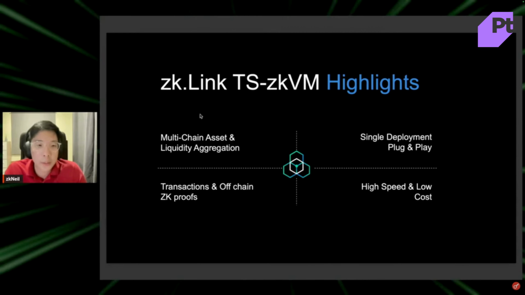But basically, one of the benefits of building on the TS-ZK VM is that you have multi-chain asset and liquidity aggregation for DeFi, addressing the liquidity fragmentation. You've got a single deployment, plug and play into multiple chains, exceptionally high speeds and low costs, and transactions off-chain on ZK proofs, simply because the TS-ZK VM is a dApp rollup.